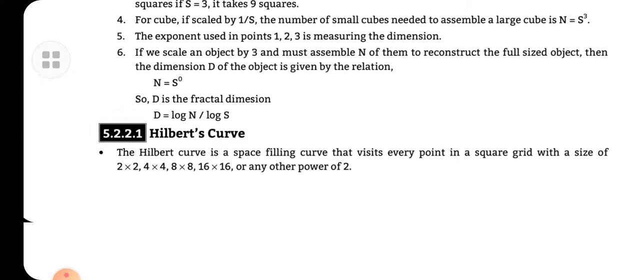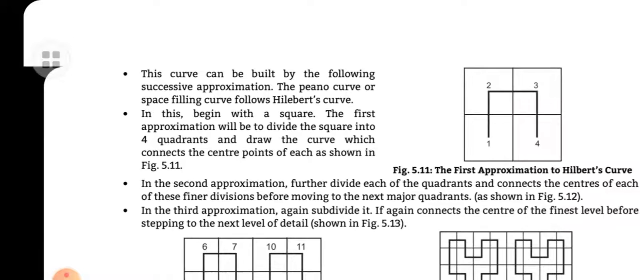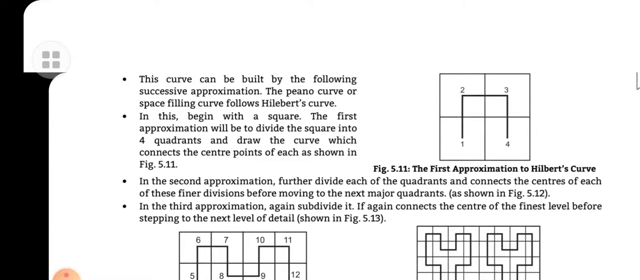Next is the Hilbert's curve. It is a space filling curve that visits every point in a square grid with a size of 2 by 2, 4 by 4, 8 by 8, 16 by 16 or any other power of 2. This curve is shown in figure 5.11, the first approximation to Hilbert's curve. This curve can be built by the following successive approximations.